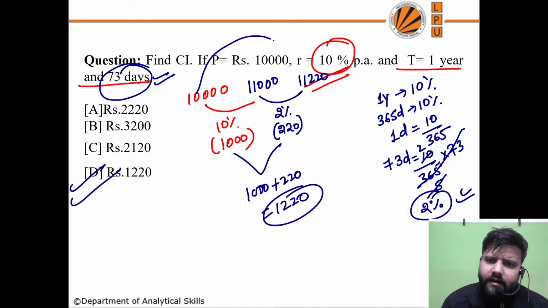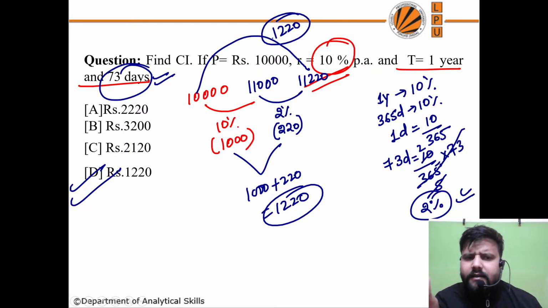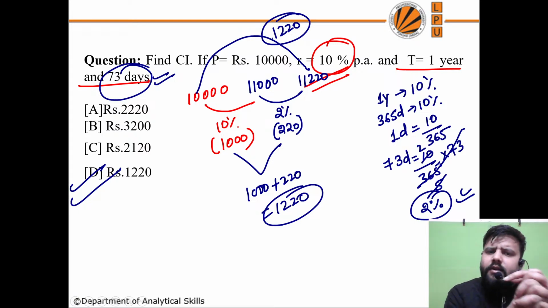Or you can take this interest from here also. This will also give you 1220. So whatever time is given in the question, just convert the interest for those number of months or days only. That is the only outcome of this question.